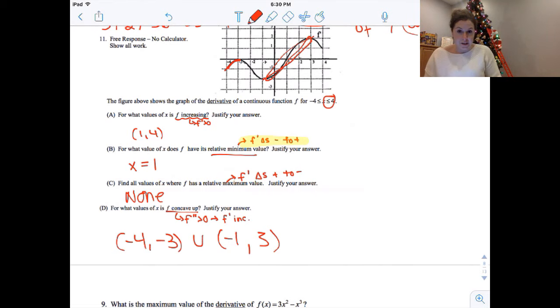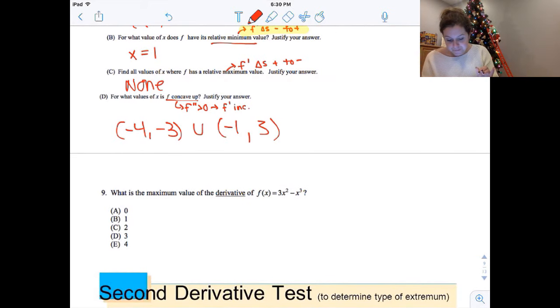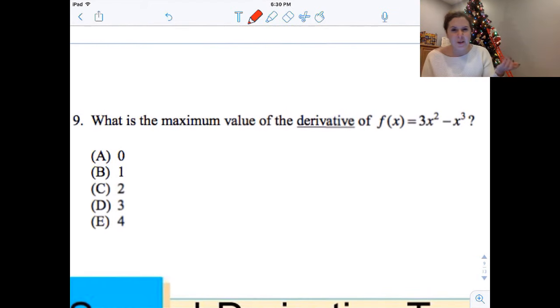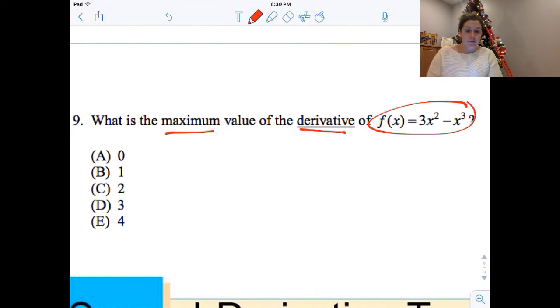Okay. 9 we're not going to do, but just so we saw it, find the maximum value of the derivative. So you would find the derivative and then find the max. So find the second derivative and look for a sign change. Notice that's not on a closed interval. So what that tells me is I'm looking for the relative maximums because they didn't give me a closed interval.